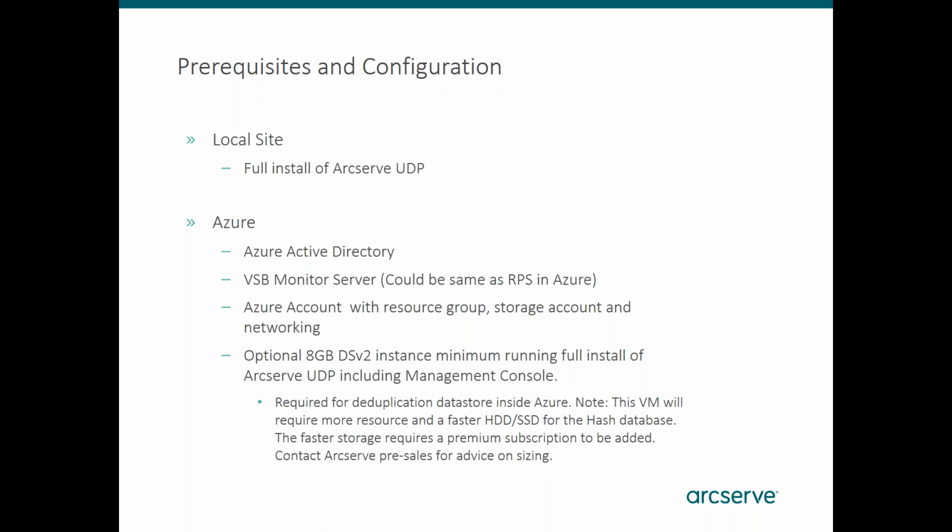And then in Azure, you need to set up a number of prerequisite components. The first thing is you need to have an Azure Active Directory node registered in your account, and we need that to authenticate the login when we're connecting into the Azure cloud from your on-prem environment. You also need to have a virtual standby monitor server. If you're planning to deploy an RPS in Azure, then that server itself can be the monitor server. If you don't have an RPS in Azure, then obviously you would have to have a VM running that. It could be your Azure Active Directory server or any other Windows VM running in Azure.